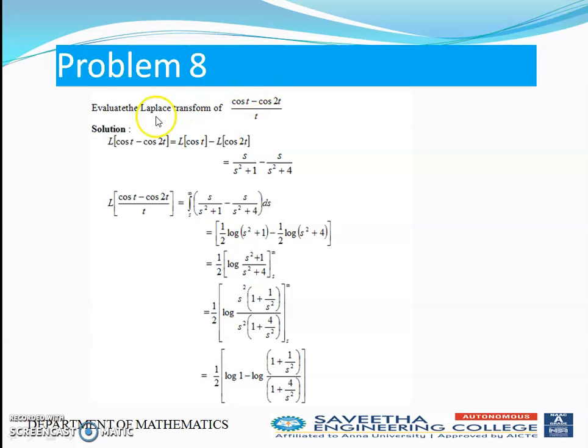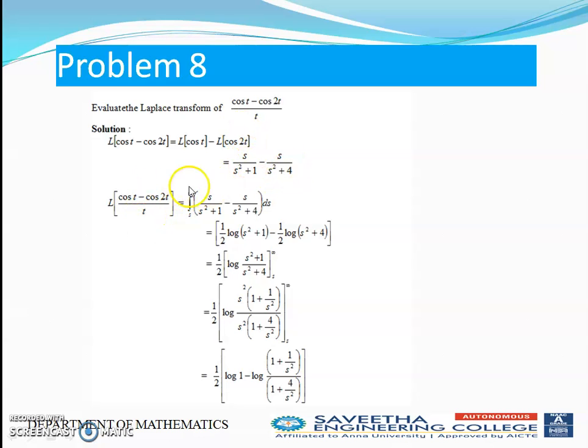Then evaluate the Laplace transform of (cos t minus cos 2t) divided by t. So this is a 1 by t form, but the function must be cos t minus cos 2t. Two values are given, so we can write them one by one. What is L of cos t? s divided by s squared plus 1, here a is 1. L of cos 2t is s divided by s squared plus 4, here a is 2.